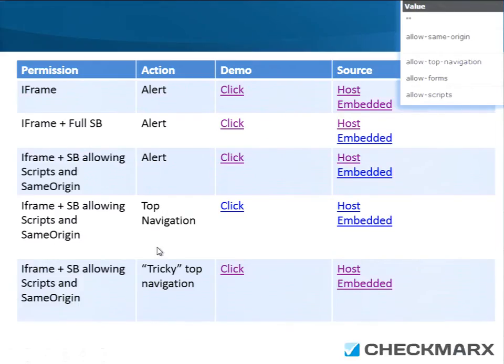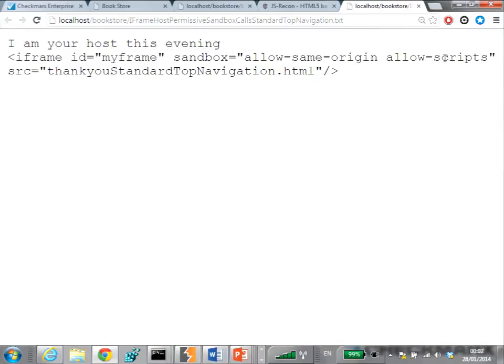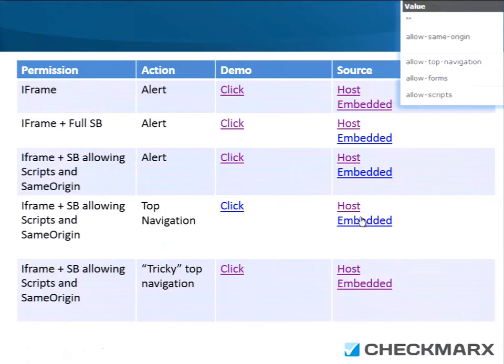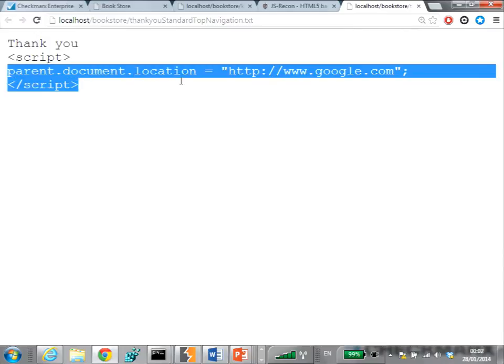Now let's do something like that. The very same hosting page, okay, sandbox, allow script, allow same origin policy, and the embedded page tries to navigate its parent. Will that work or not? It won't work, right? Why won't it work? Right, because we didn't have the allow top navigation capability. Okay, that's the only thing missing in here. Okay, so the host will be something like allow same origin and allow script. And the embedded page basically tries to change the location of its parent.